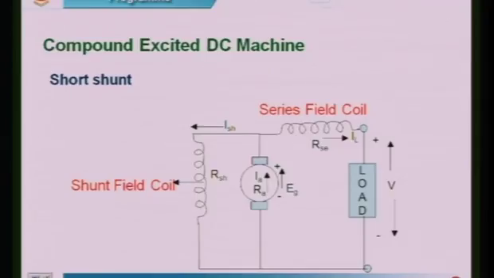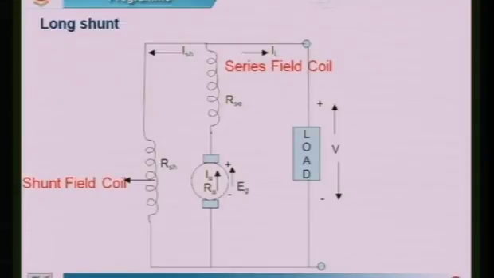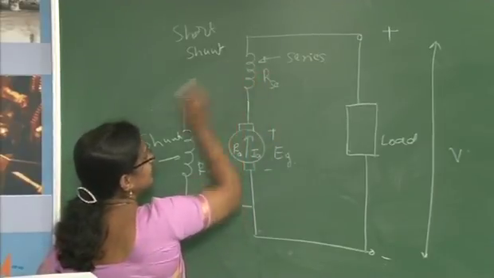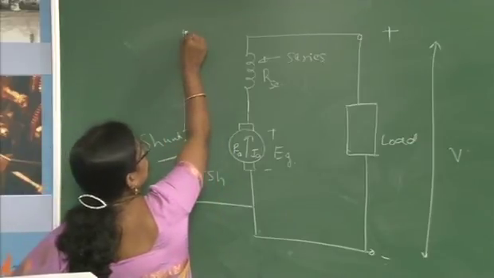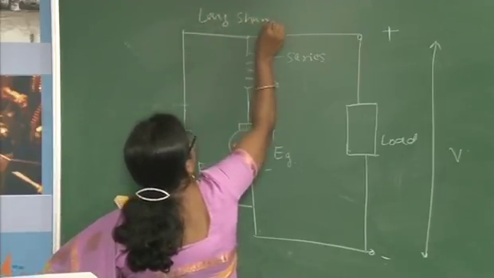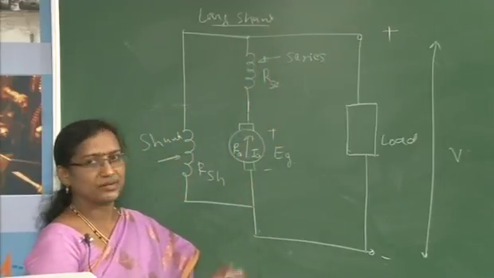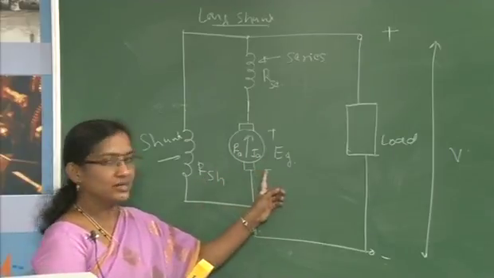Now you see the difference between short shunt and long shunt. In case of long shunt, first you have connected the armature and the series field coil in series, and then the shunt field you have connected across this series combination. This is called long shunt. This is how you differentiate long shunt and short shunt, by the way in which the series field coil and shunt field coil are connected to the armature.